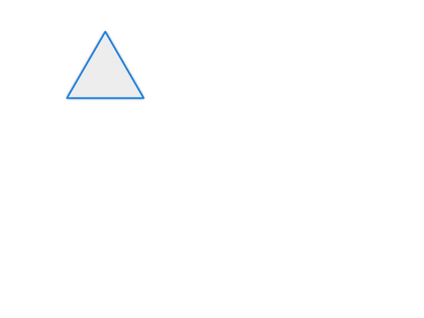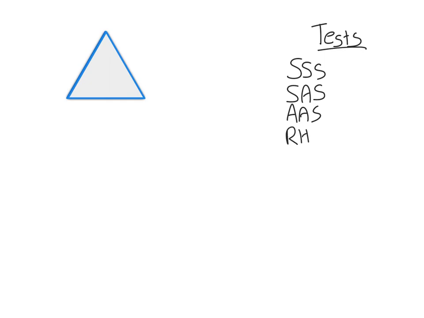So what makes triangles easier to work with is that when I'm looking at two triangles to see whether or not they're congruent, I don't need to check every pair of angles and every pair of sides. I can use one of 4 tests to show that two triangles are congruent. So the tests for congruence are SSS, SAS, AAS, and RHS. So you use any of these 4 tests to determine whether or not two triangles are congruent.